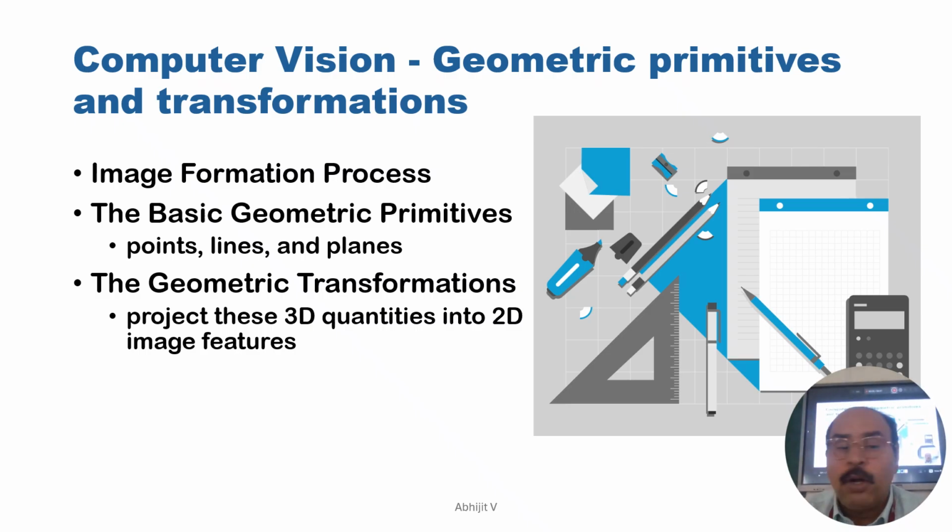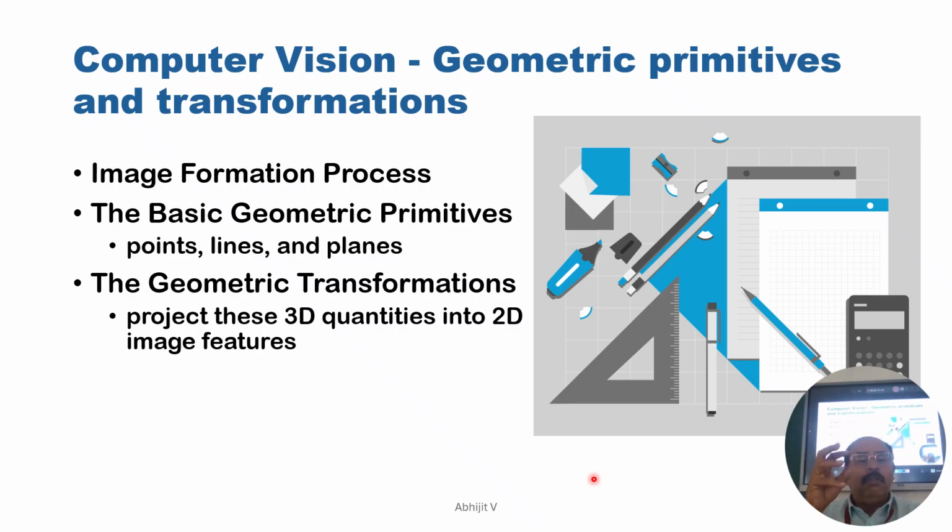In this unit, we are going to begin studying from how an image is formed. The first topic you are going to study is geometric primitives and transformations. In this topic, we'll be studying the basics of image formation, basics of geometric primitives, and geometric transformations.